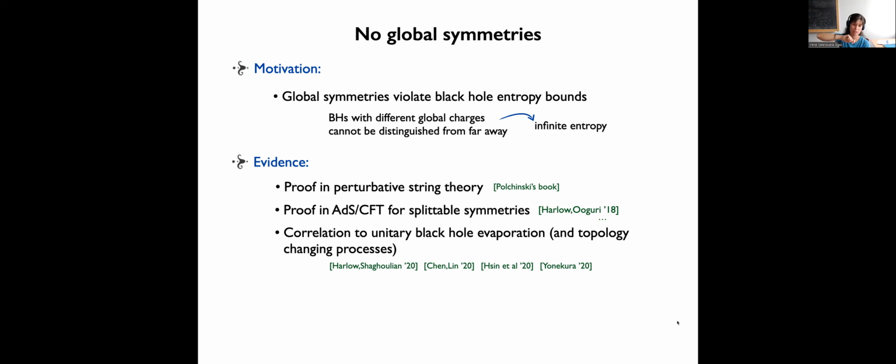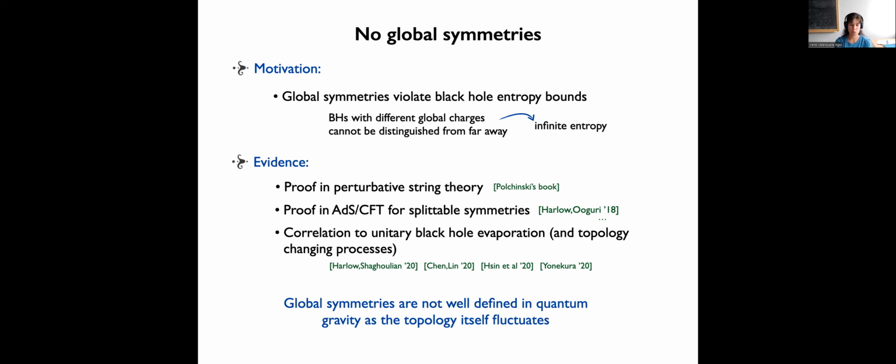Okay, so the intuition is that whenever you have topology changing processes, global symmetries are going to get broken, because in the end, a global symmetry is just characterized by a topological operator. So if topology itself can fluctuate, then we don't expect to be able to define an exact global symmetry, an operator that remains topological.